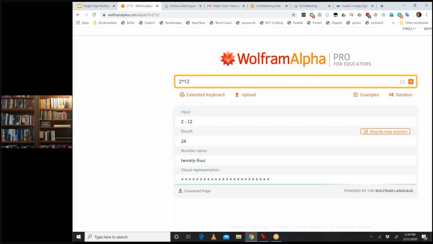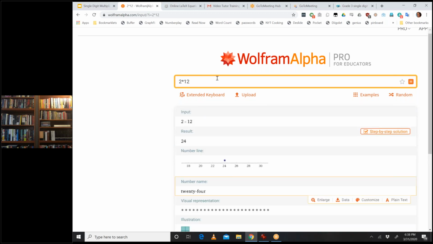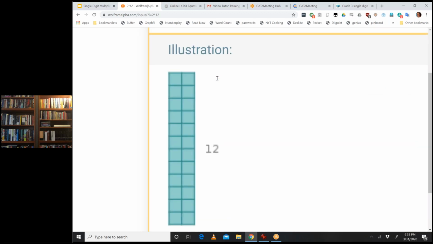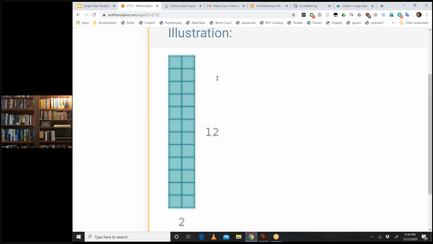And 12, I guess, is not a single digit number, but I put it on my multiplication table. So you can see that 2 times 12 is 24 because you have 2 groups of 12 things. And you can think of it the other way around: you can think of having 12 groups of 2 things.